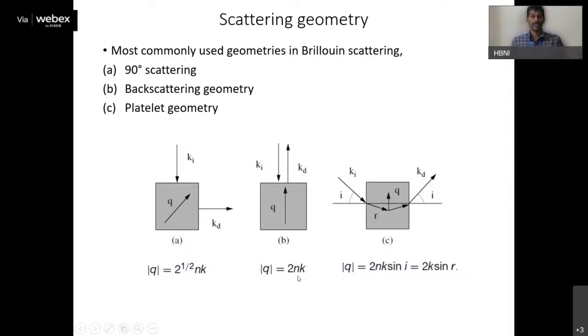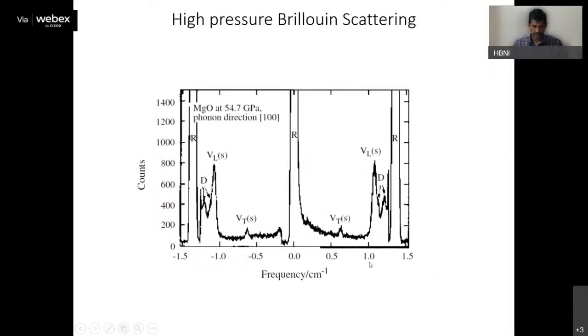If you are doing a particular measurement under high pressure, then one needs to find out the refractive index at those pressure conditions also. But fortunately, if you do the measurement in platelet geometry, the momentum transfer is independent of the refractive index, and one can use this to deduce elastic properties without knowing the refractive index at high pressure.